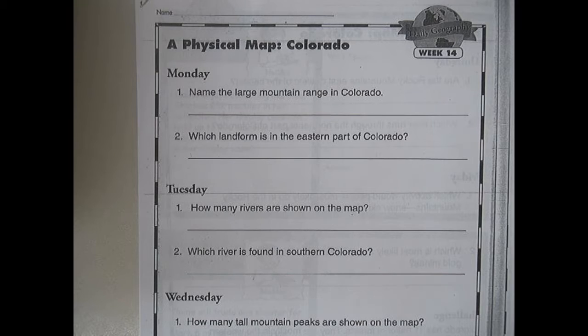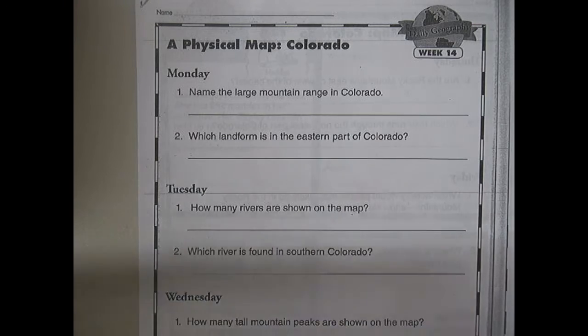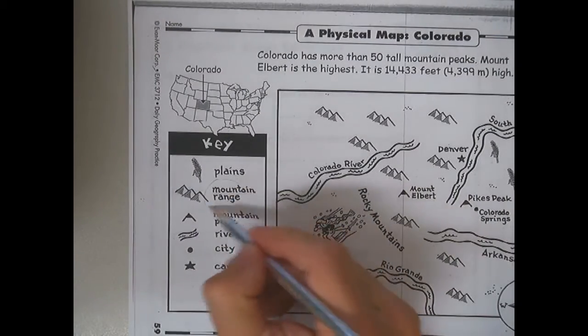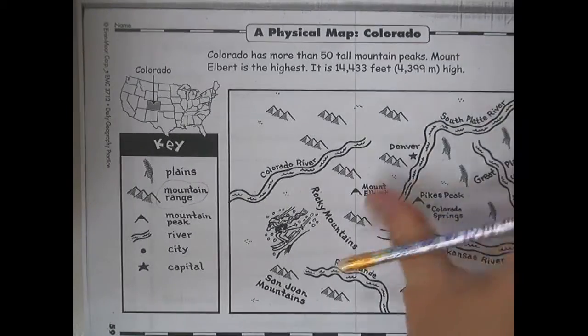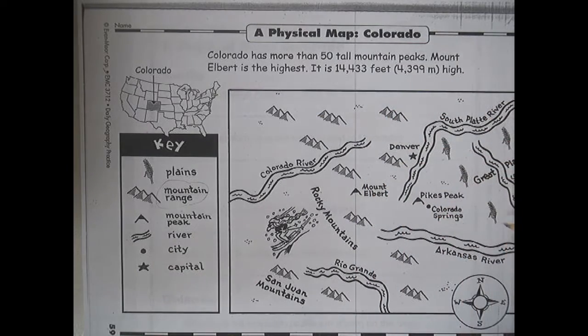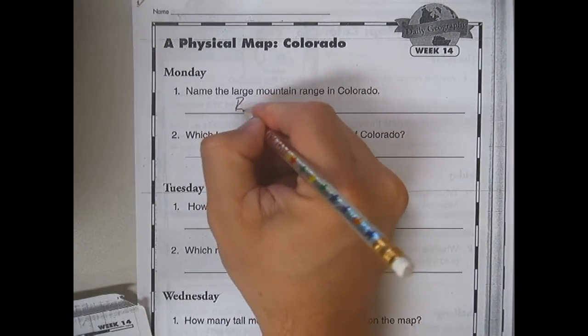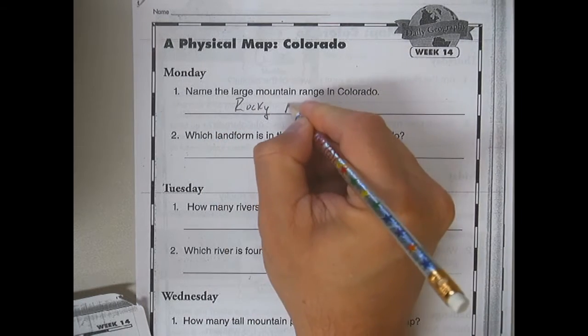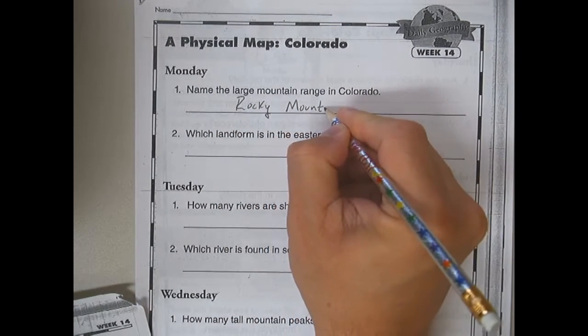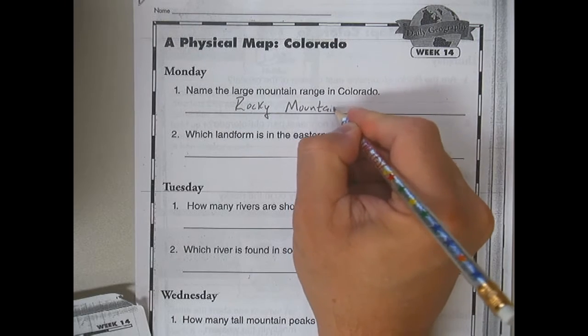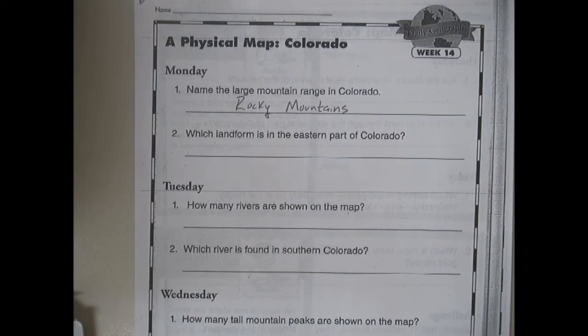It says name the large mountain range in Colorado. A large mountain range. So we'll come here and see if we can't find that symbol for a mountain range. And so it's all through here. All right. And those mountains are called the Rocky Mountains. Some of you may have even been up in that area and went skiing before.